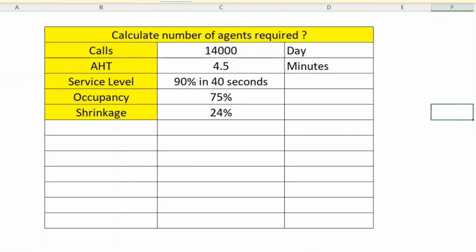In today's video, I'll talk about how to calculate the number of agents required. This is the most important question that is generally asked in the interview and you should be aware about it. So now let's start with the video.